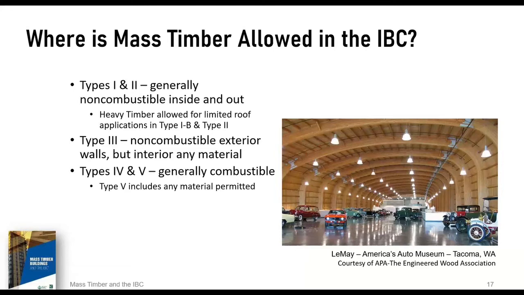Mass timber is allowed in Type 1A wherever FRT is permitted by Section 603.1, as well as for balconies and similar projections as permitted by IBC Section 705.2.3.